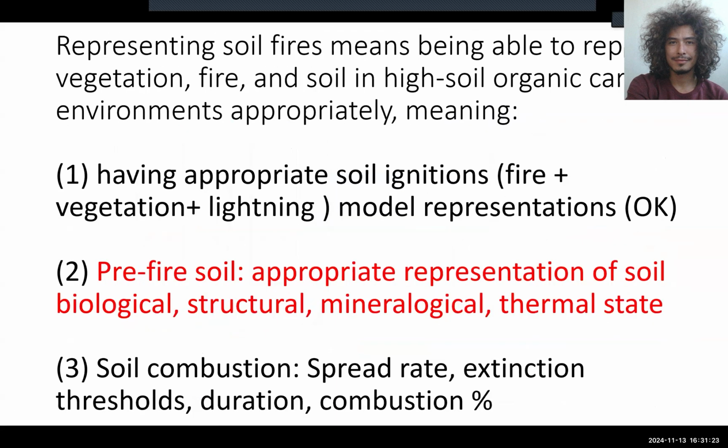So representing soil fires means we have to be able to represent vegetation, fire, and soil reasonably well in high carbon content soils appropriately. That means you need to have good vegetation, reasonable fire, reasonable representation of the soil processes in your model, and reasonable representation of the combustion of your soil.